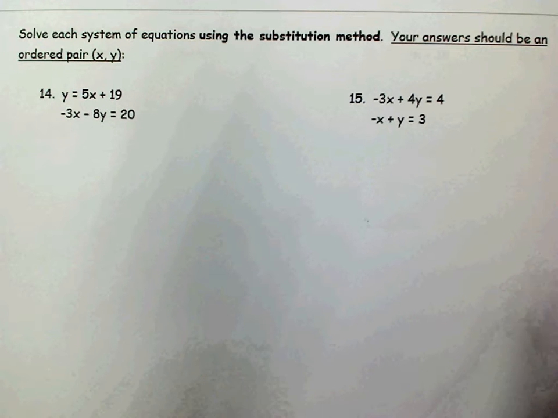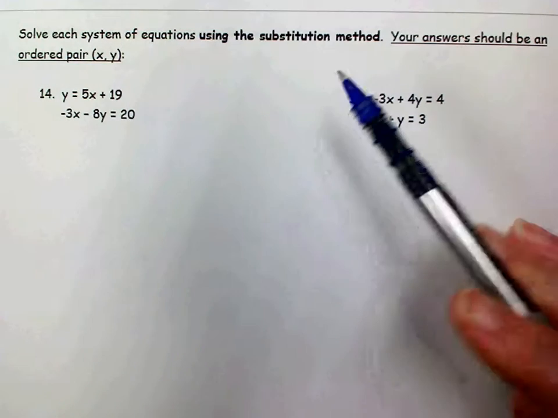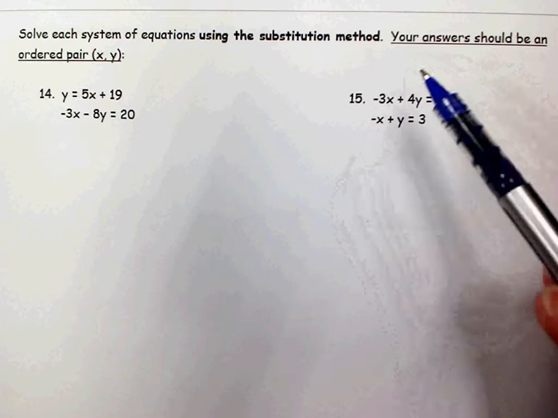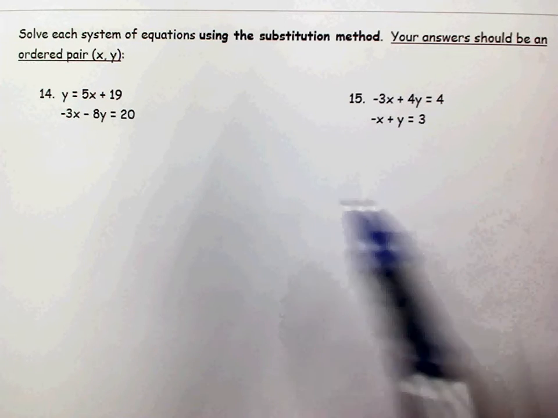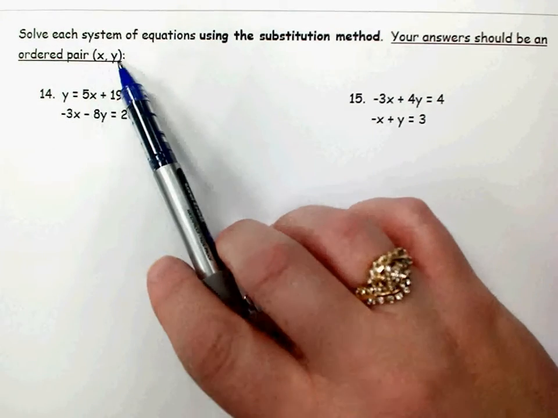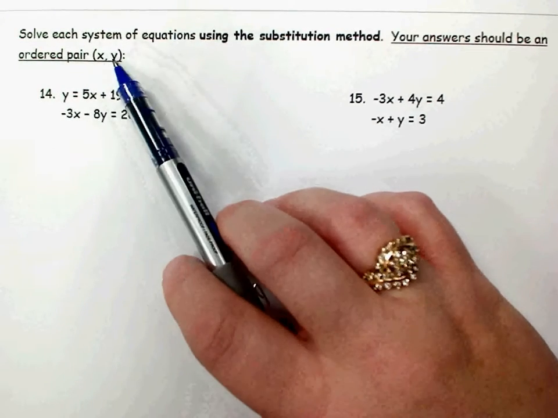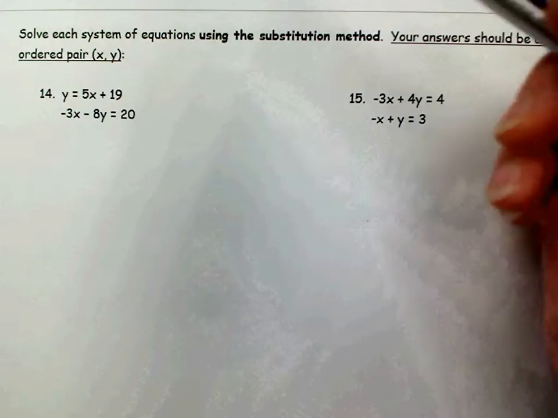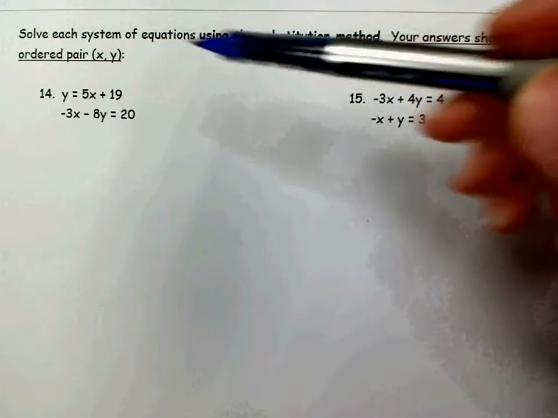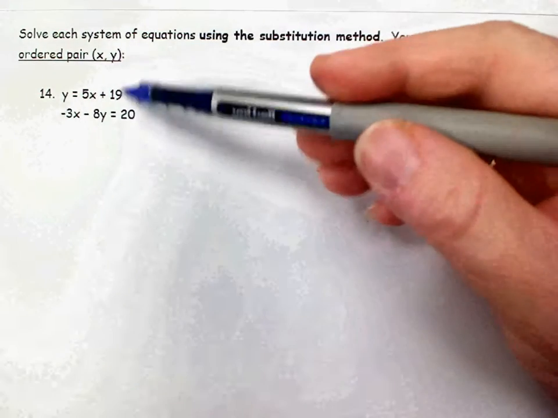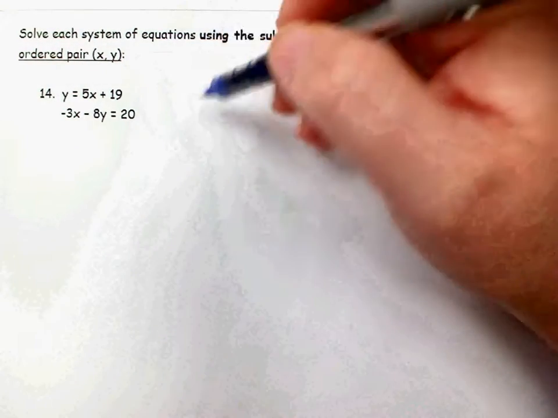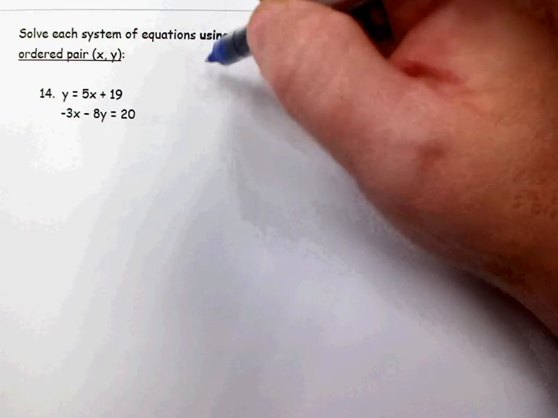Okay, number 14 and 15, you're solving each of these systems of equations, and you have to use the substitution method to do so. When you have solved a system of equations, you should get a point. So we represent points as an ordered pair. So you should have an x-coordinate and a y-coordinate, which you put in parentheses to show it's a point. So each one of these equations represents a line. Since you're given two lines at a time, you're being asked what point or points they have in common.